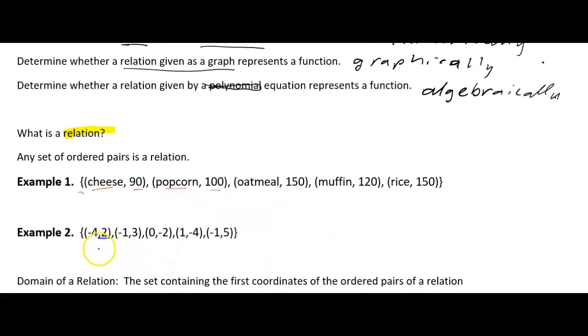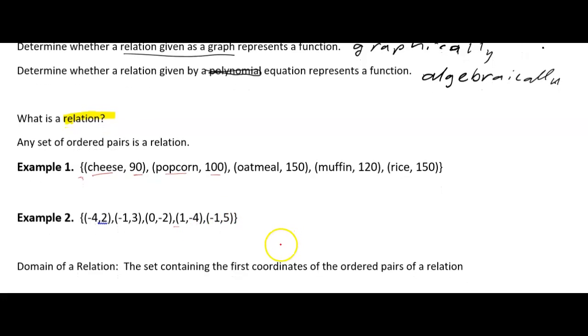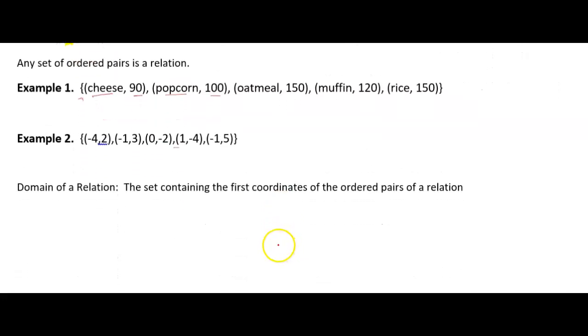And here's another kind of relation you might get from a set of points on a graph or something. -4, 2 is a point. -1, 3. These are things you're more used to seeing in math class. This is also a relation, and it's in set brackets to indicate it's a relation. So there are some vocabulary words having to do with relations.